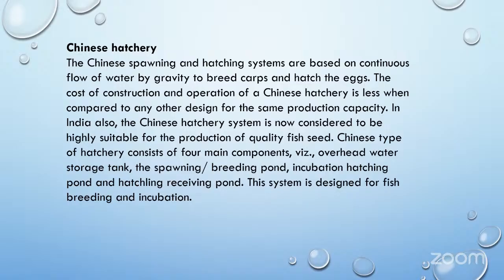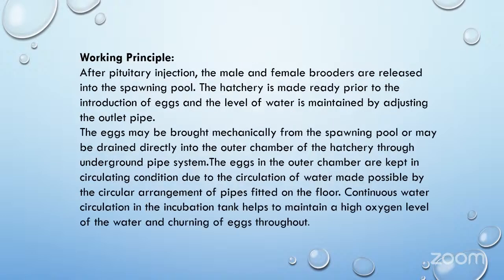Examples: overhead water storage tank, the spawning or breeding pond, incubation hatching pond, and hatching receiving pond. This system is designed for fish breeding and incubation. Now, how does it work? After pituitary injection, the male and female brooders are released into the spawning pool.